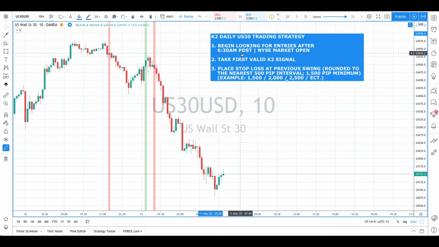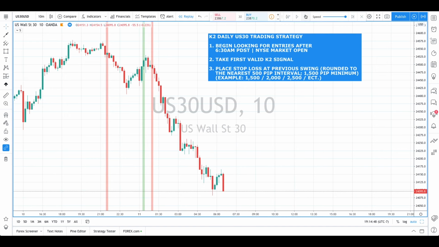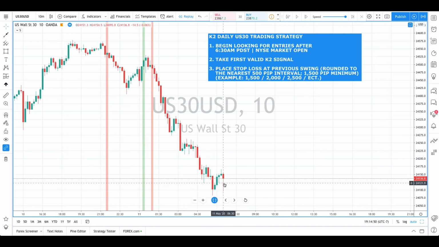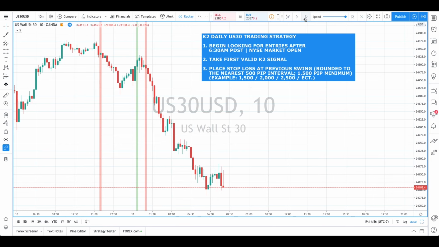We're going to begin looking for entries after 6:30 a.m. Pacific Daylight Savings Time. So right here is 6:20. Let's move it forward. Now it's 6:30. Alright, so now once we see the first valid K2 signal, we're going to take an entry. So let's move forward.